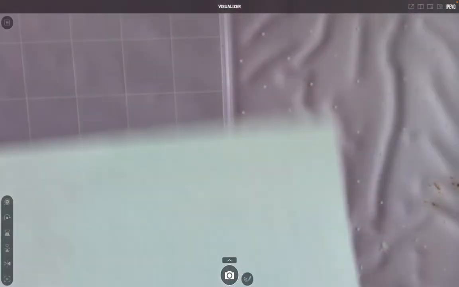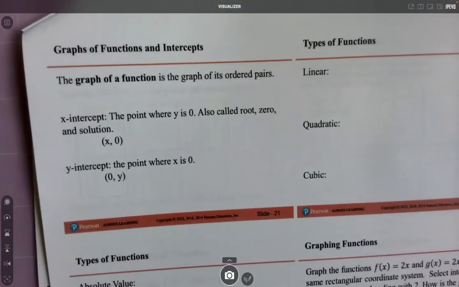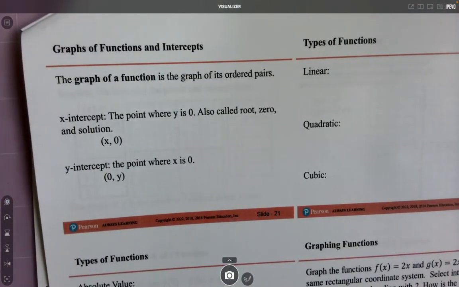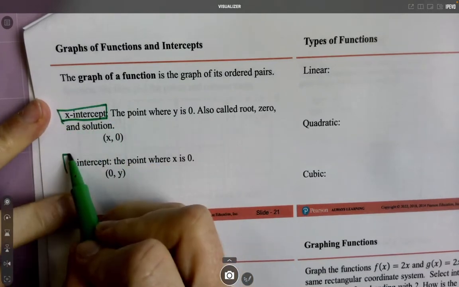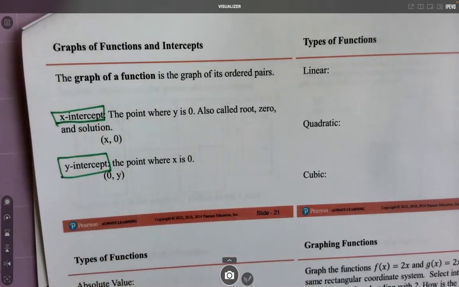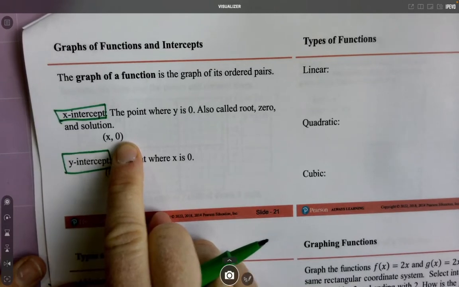All right, let's look at the next slide. The graph of a function is a graph of its ordered pairs. So you plot them, x, y. The x-intercept is... these will be important for you to find. X-intercept is the point where y is 0, also called the root or zero solution. So we have x, comma 0.